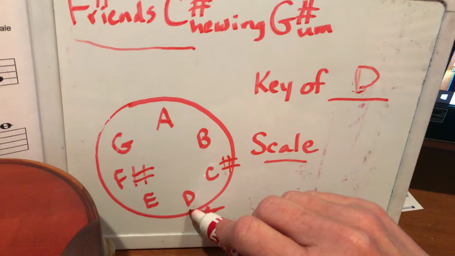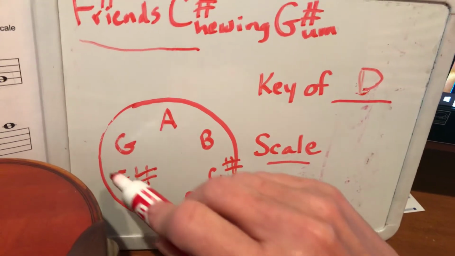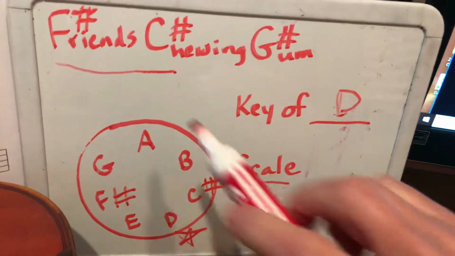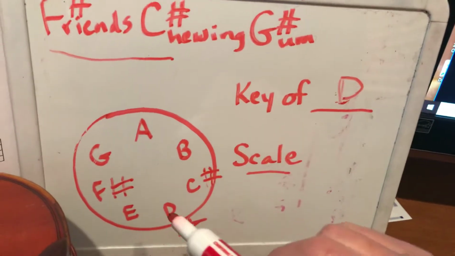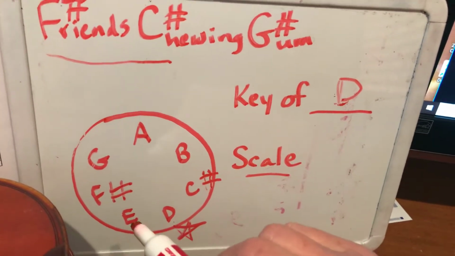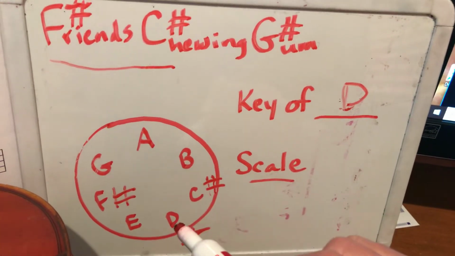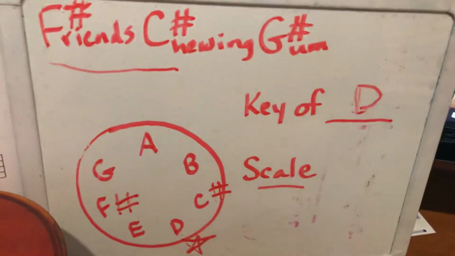Same as before, we start on D, we go all the way around and end on D, and that's our D scale with 2 sharps, F sharp, C sharp. Okay, so here's the D scale. D, E, F sharp, G, A, B, C sharp, D. That's the D scale. Let's do one more.